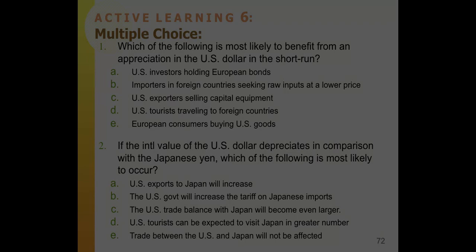US dollar depreciates in comparison with the Japanese yen. Which of the following is most likely to occur? That would be A, US exports to Japan will increase.